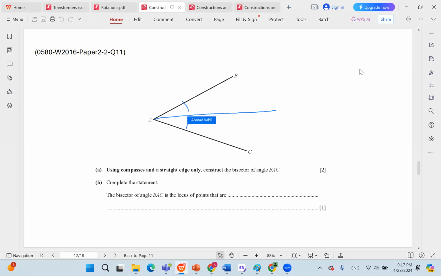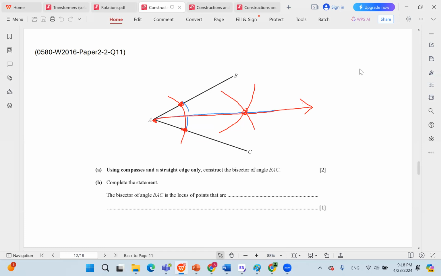In order to achieve that, first we put the iron part of the compass here, and we draw an arc that cuts both sides. Then we increase the width of our compass and put the iron part here and draw an arc, and then put the iron part at the other point and draw another arc. They will meet at a point. We should then construct a ray that passes through these 2 points and extends as such. This is what an angle bisector should look like.